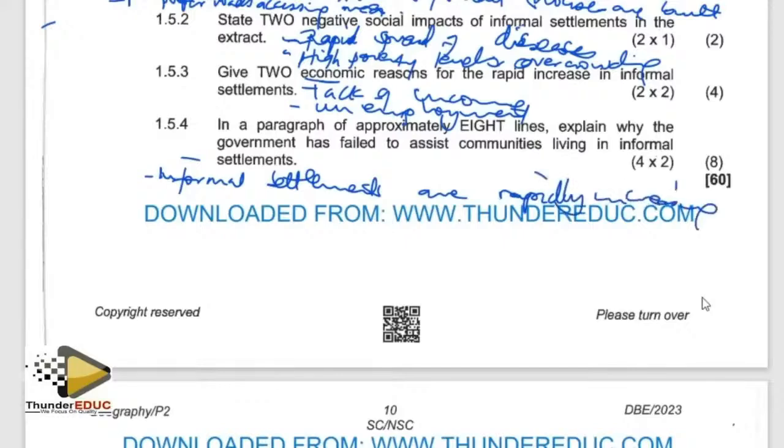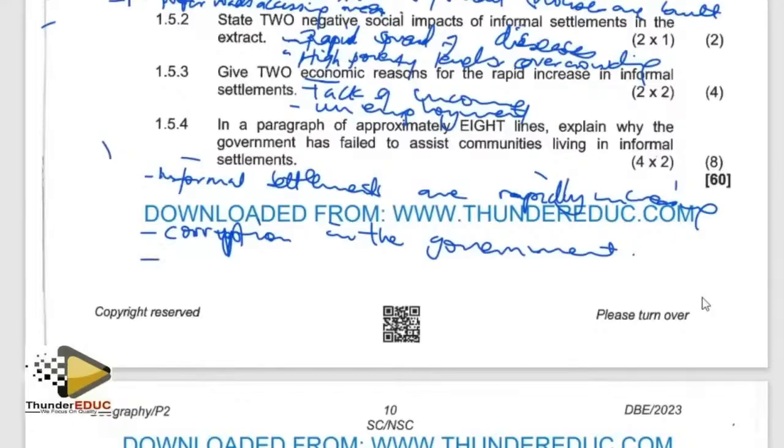So they are becoming too many, which makes it so hard for the government. Then you can also look at the fact that there is high corruption in the government. So people can't afford buying proper houses or getting proper houses. They end up having informal structures because of the corruption that is existing.